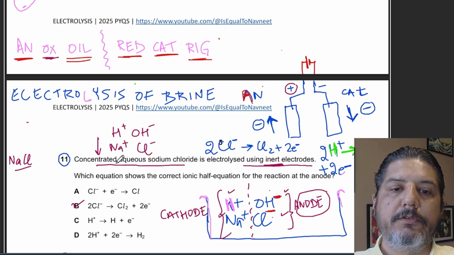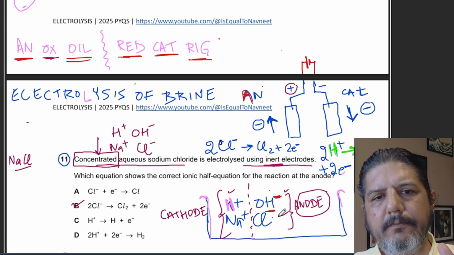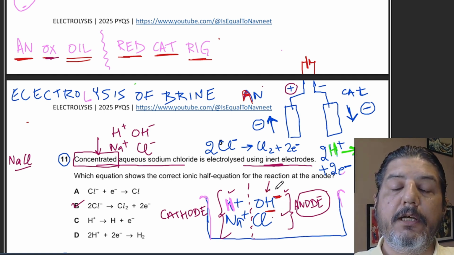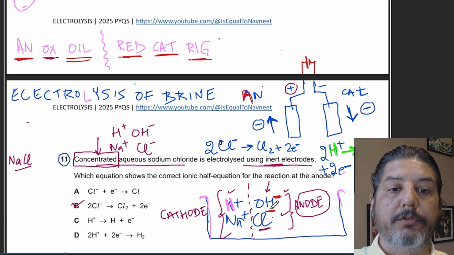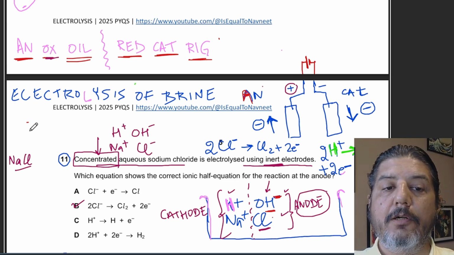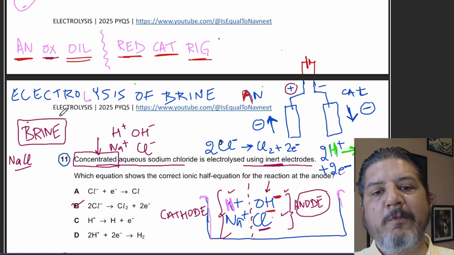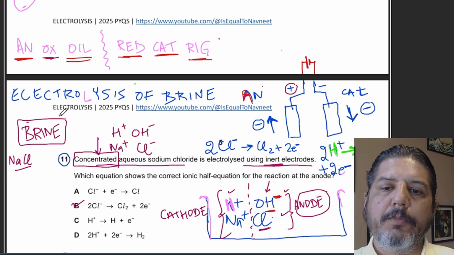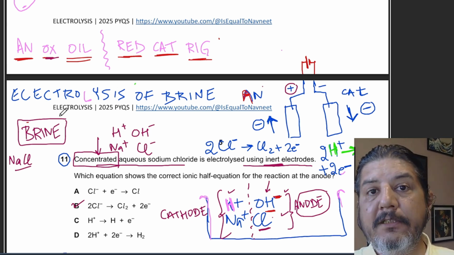Now that is why this word concentration plays a role here, because if this was a dilute NaCl solution, then OH negative would have got discharged. But now because it is a concentrated solution, and concentrated aqueous NaCl is also called brine. This itself is another question. So always remember that concentrated aqueous solution is also called brine. You should know that. So the competition is between OH negative and Cl negative. We are discussing the anode. Now, because the concentration of Cl negative ions is more, in this case Cl will get discharged.